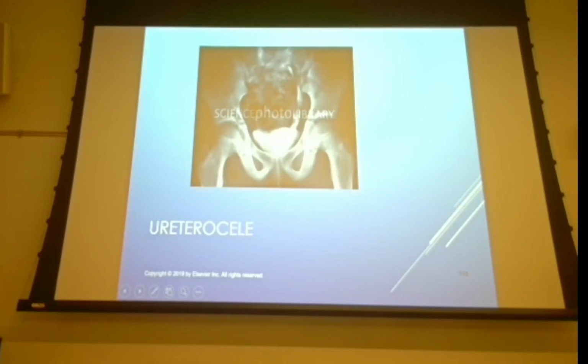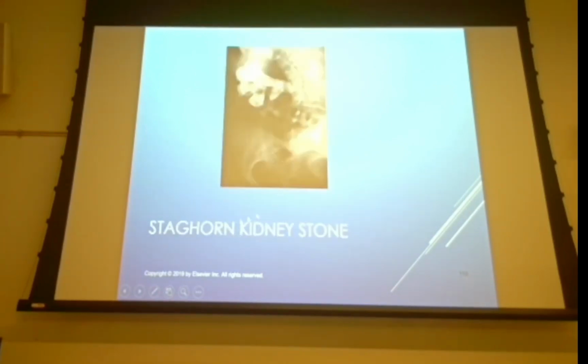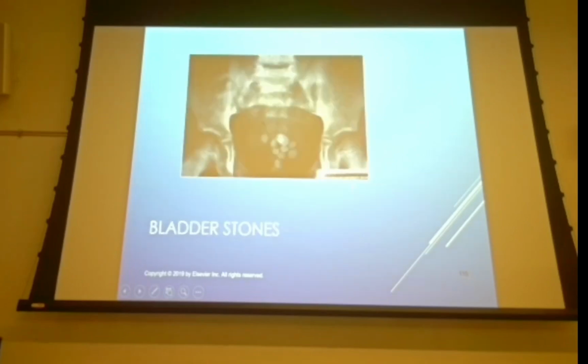Ureterocele is what we refer to as cobra head appearance or cobra head sign. That's where the ureter comes down and you've got just kind of some prolapse into it. Ureteral stone, staghorn kidney stone. This patient's got a lot going on. There's some pretty severe scoliosis as well.